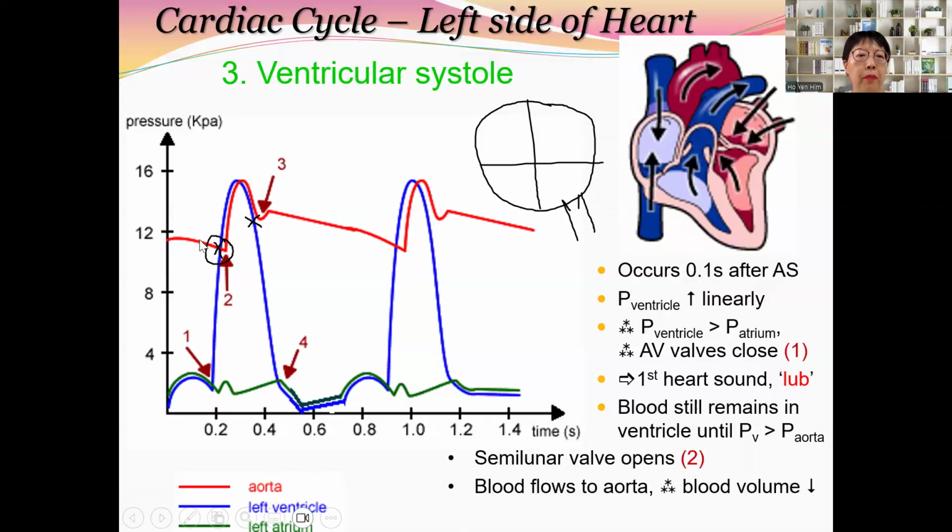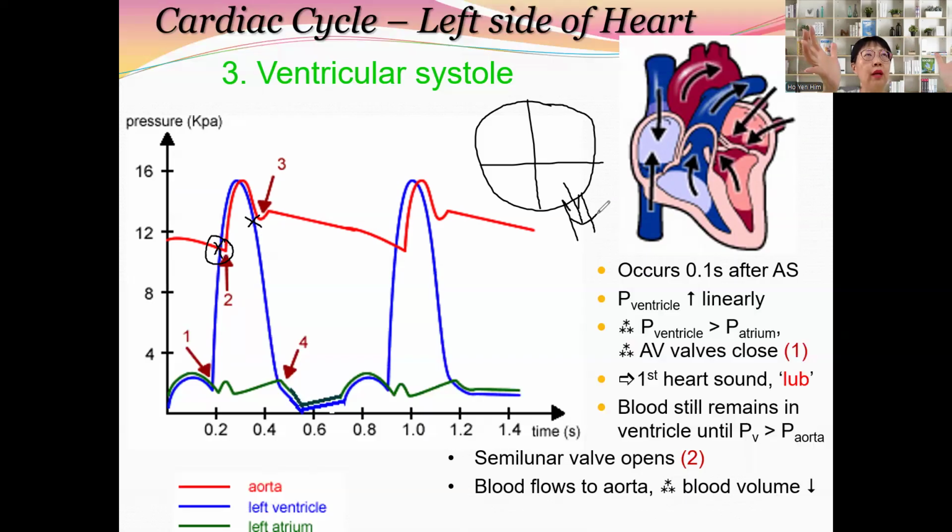Okay, so when the pressure in ventricle goes higher than in the aorta, the semilunar valve will open and then the blood will flow into the aorta. So the blood volume will drop. So I haven't finished yet. You see, pressure increases linearly when you squeeze the ventricle, until the pressure in ventricle is higher than aorta, the valve opens, the blood starts to flow out. So what happens when the blood starts to flow out?